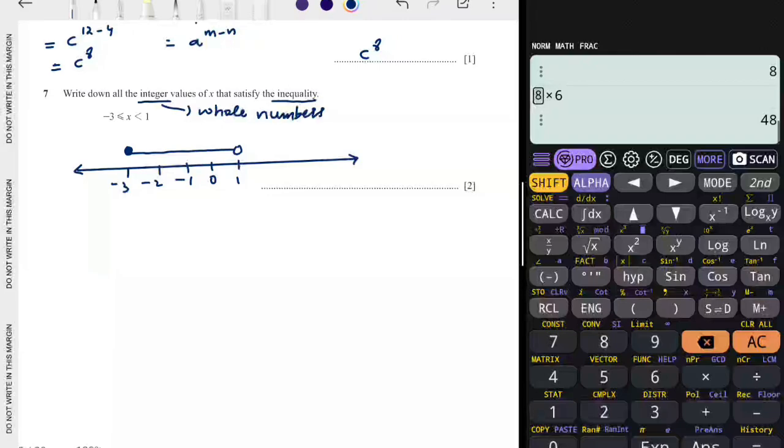So minus 3 would be inclusive, then minus 2, then minus 1, then 0. 1 would be exclusive. So the final answer would be minus 3, minus 2, minus 1 and 0. Next question.